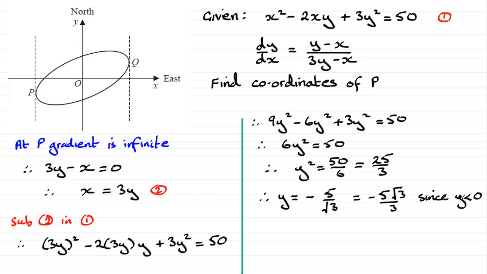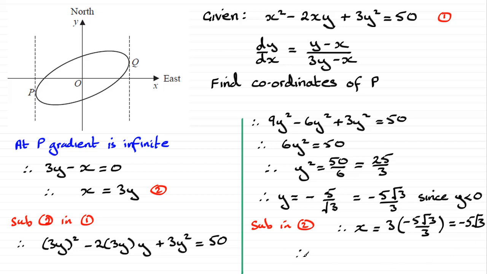Okay, having got that, we can now substitute that value back into equation 2. So I'll put sub into here. That will give us our x coordinate now. So we therefore have x equals 3 times the y value, 3 times the negative 5 root 3 over 3. And that gives us, well, those 3's cancel out, just minus 5 root 3.